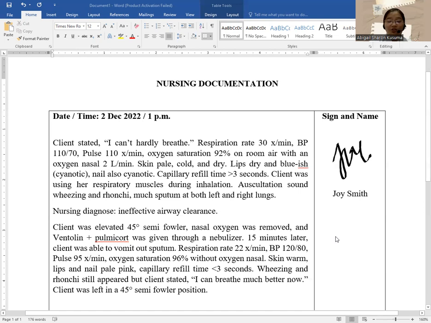And don't forget, at the right side we have to write our name and also sign, because it's really important in nursing documentation, the signature and name, so that people know who wrote this, so that people know who is in charge of making this documentation. So that's basically how nursing documentation in narrative form goes, something like this.